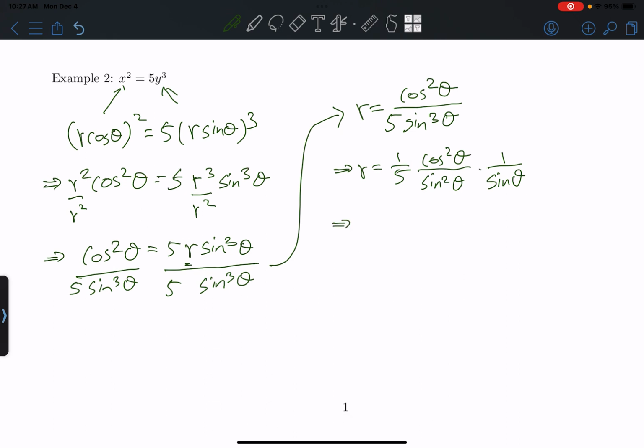This way I can finally convert everything into a more compact trig equation. So 1 over 5 cosine over sine is also known as cotangent theta. So in this case, cotangent squared theta, because cosine and sine are both squared here. And 1 over sine is cosecant theta. So that is your final answer. Not too bad once you remember to substitute the right equation for r and x, using sine and cosine.